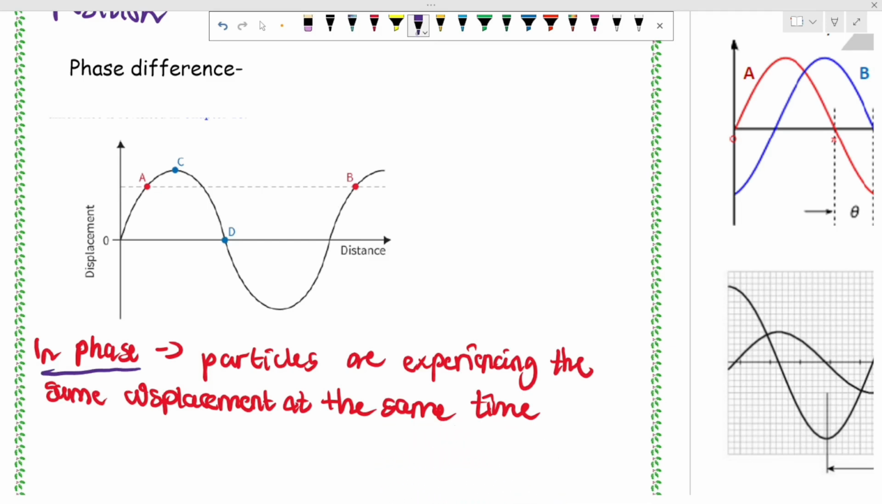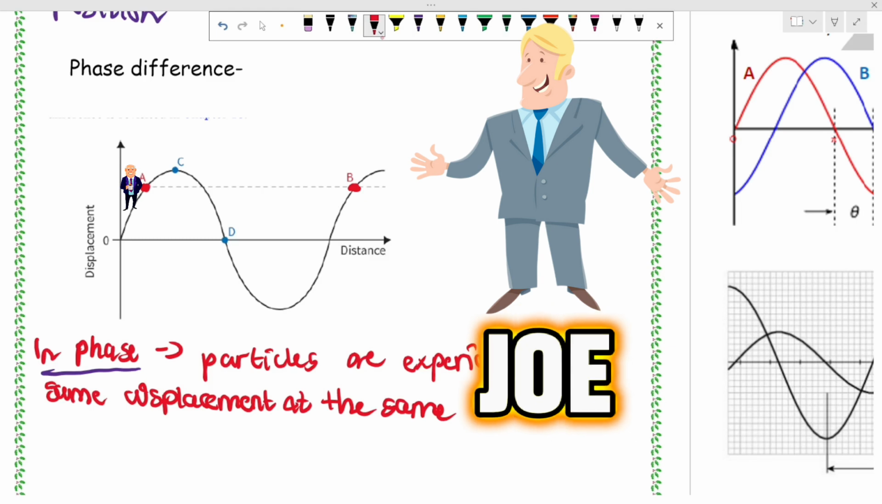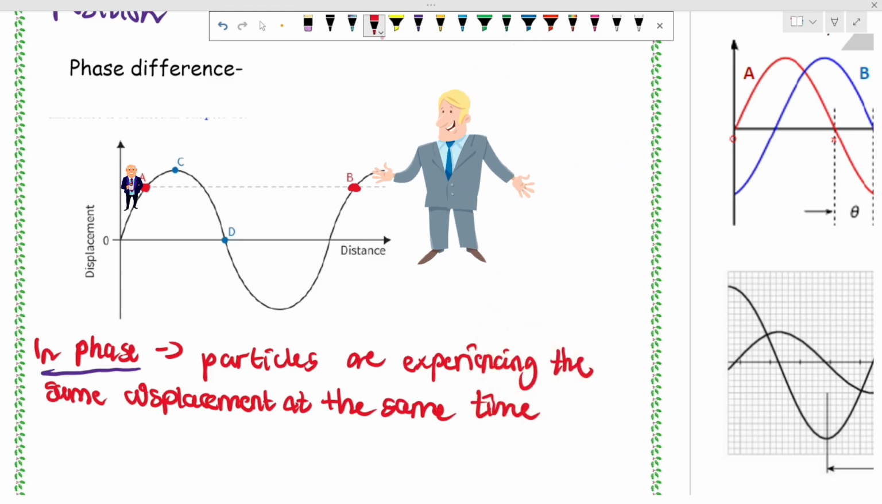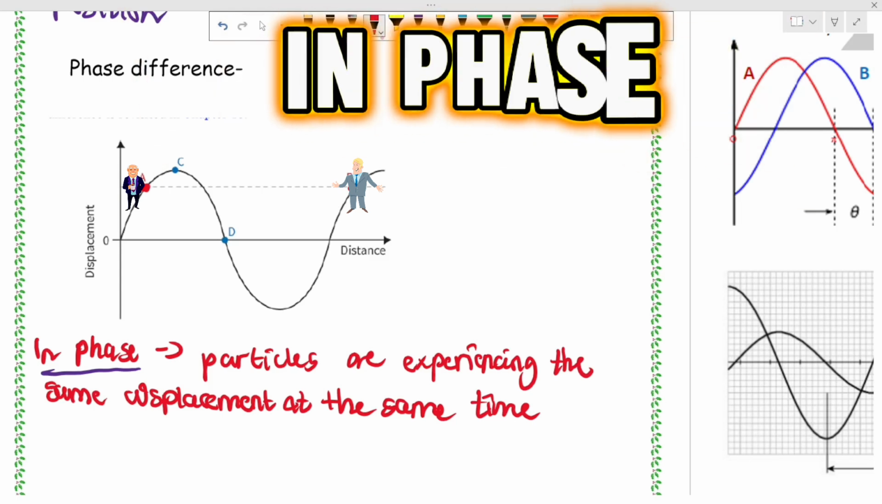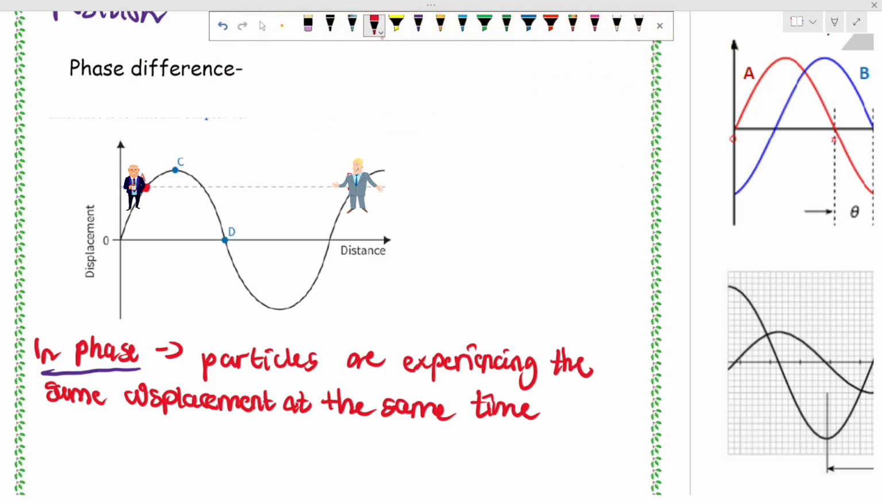If you have particle A and particle B in this diagram, what exactly does it mean to say things are in phase? Let's substitute this with something that you know. Let's say we have Dave and Joe, two people, person A and person B. In order to say that Dave and Joe are in phase, they need to experience the same displacement at the same time.